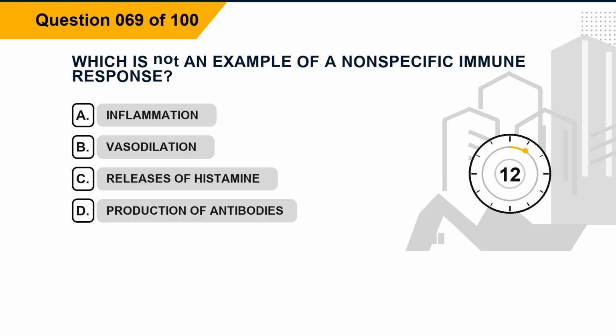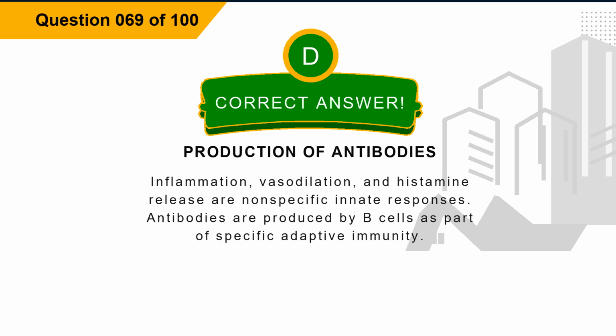Question 69. Which is not an example of a nonspecific immune response? Option A, inflammation. Option B, vasodilation. Option C, release of histamine. Option D, production of antibodies. The correct answer is option D, production of antibodies. Explanation. Inflammation, vasodilation, and histamine release are nonspecific innate responses. Antibodies are produced by B cells as part of specific adaptive immunity.